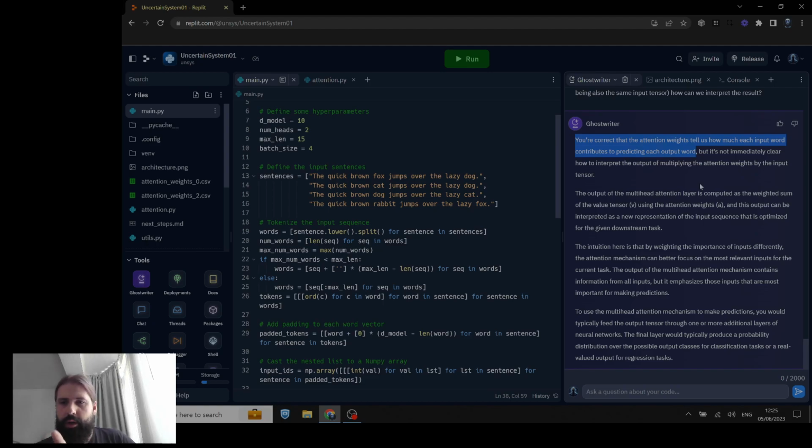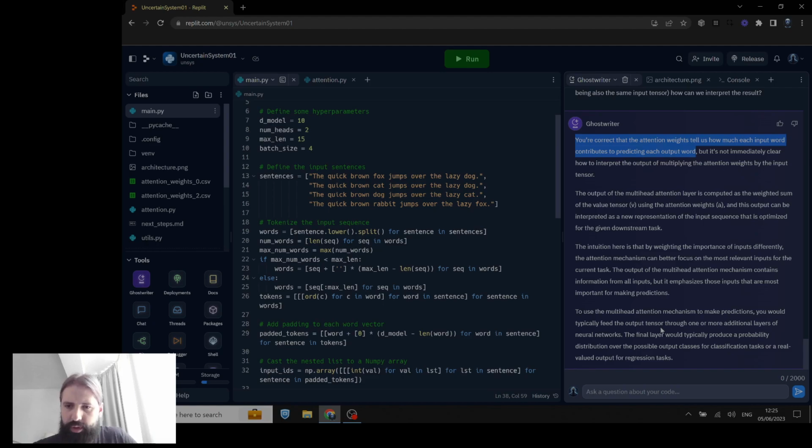But it's not really clear how to interpret the output of multiplying the attention weights by the input tensor. The output of the multi-head attention layer is computed as the weighted sum of value tensors in the attention weights, and this output can be interpreted as an interpretation of the input sequence that is optimized for a given downstream task. The intuition here is that by weighting the importance of inputs differently, the attention mechanism can better focus on the most relevant inputs for the current task.